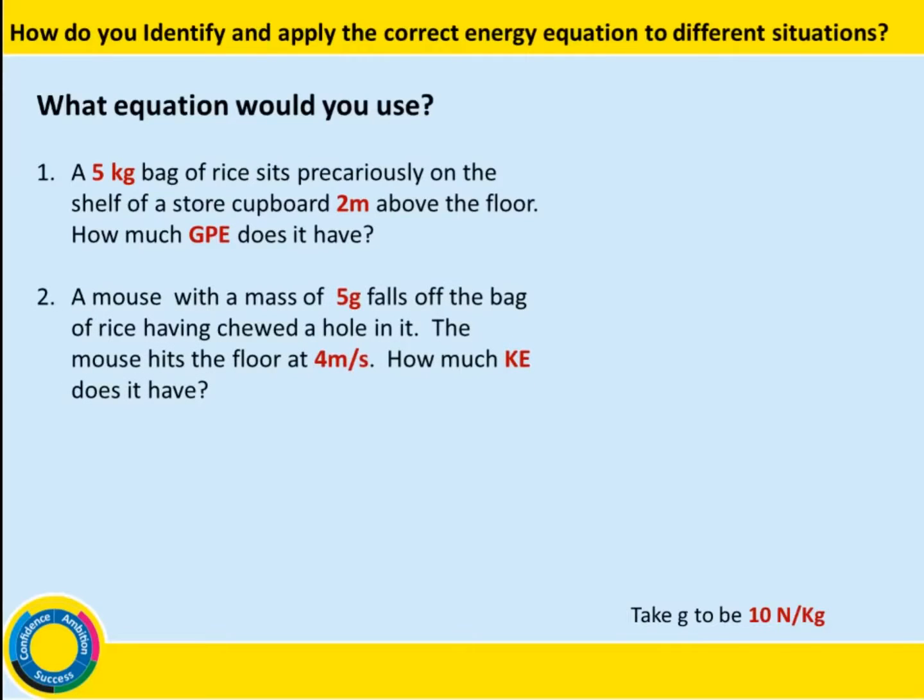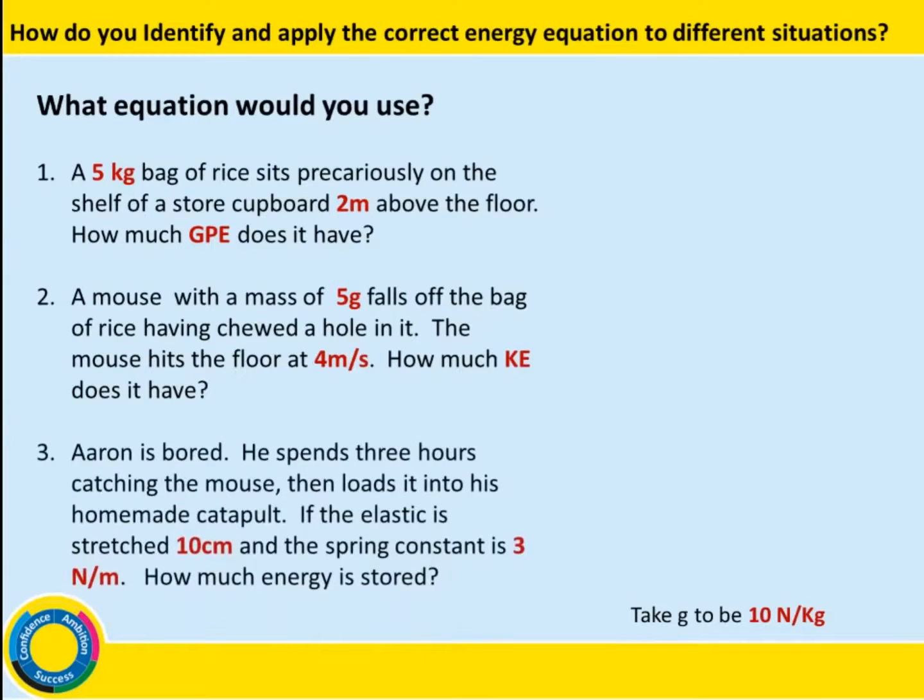A mouse with a mass of 5 grams. So we're told a mass, we're told a velocity, and we're told that it's kinetic energy. So it's the equation for kinetic energy, E equals half mv squared. So there's looking at the variables, the information that you're given, and also a bit of common sense really, looking at the question. So the next one, it's a catapult. So if it's a catapult, it's talking about elastic energy. You've got an extension of 10 centimeters and you've got a spring constant of 3 newtons per meter. So that's going to be our equation for elastic potential energy.